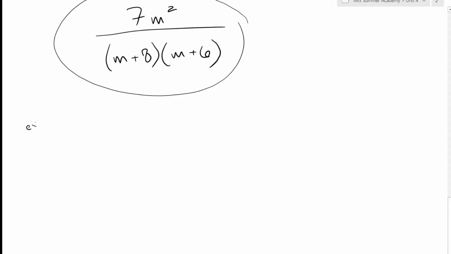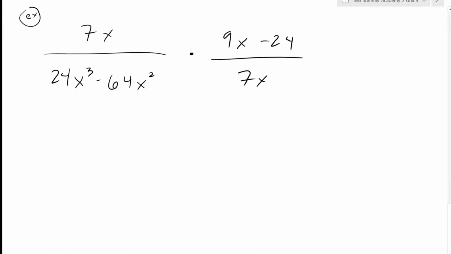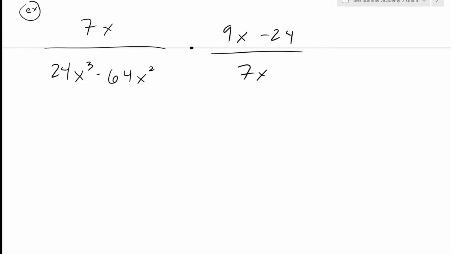Alright, practice makes perfect, so let's see what else we can do. 7x over 24x cubed minus 64x squared times 9x minus 24 over 7x. See, right off the bat, you can see a 7x and 7x will cancel. So, I mean, that's a good way to start it. Now, the other pieces we do need to factor.